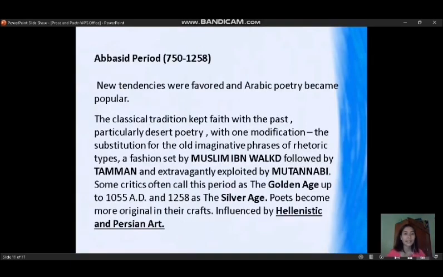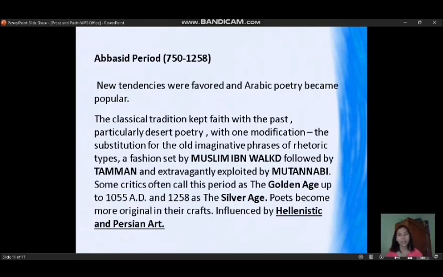So next is the Abbasid period, which lasts from 750 to 1258. So new tendencies were favored and Arabic poetry became popular. So the classical tradition kept faith with the past, particularly desert poetry, with one modification: the substitution for the old imaginative phrases of the rhetorical types, a passion set by Muslim ibn al-Walid, followed by Abu Tammam, and extravagantly exploited by Mutanabbi.